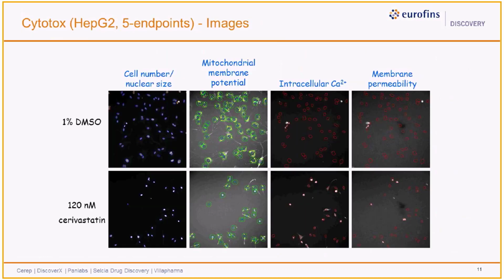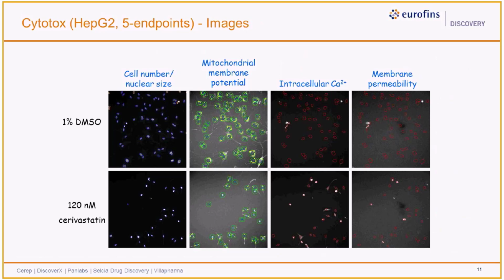We offer a high-content analysis imaging cytotoxicity panel in HepG2 cells, which measures 5 endpoints simultaneously in individual cells. In this assay, cell viability, nuclear size, mitochondrial function, intracellular free calcium, and cell membrane integrity are visualized by the staining of different fluorescent dyes. As we show here, the top panel of images was taken from the HepG2 cells that were treated with vehicle control. In this case, it is 1% DMSO.